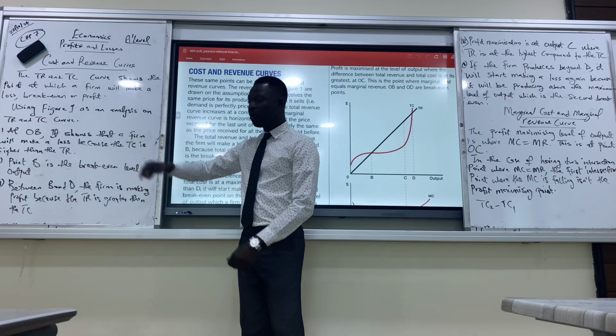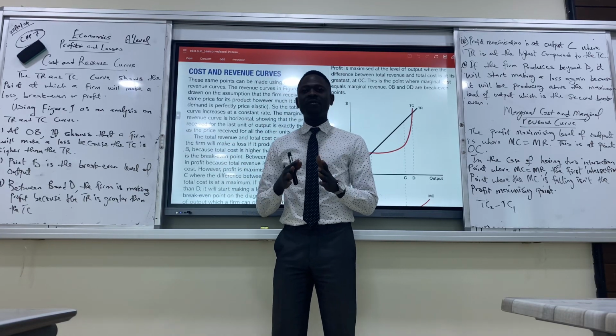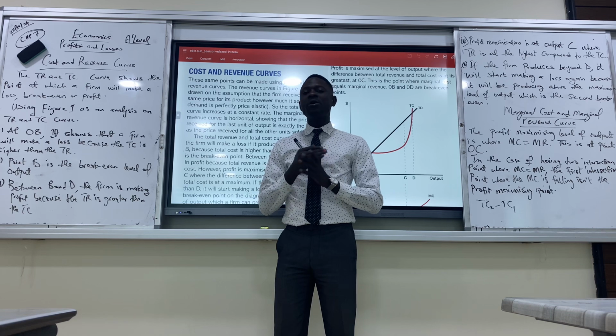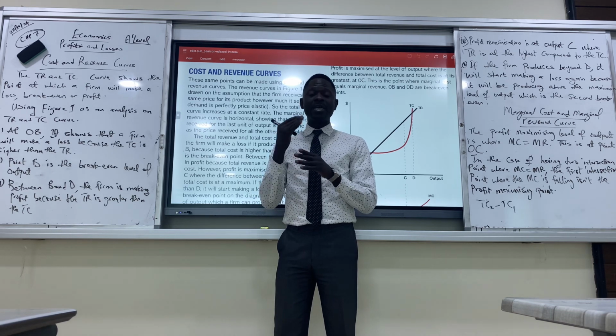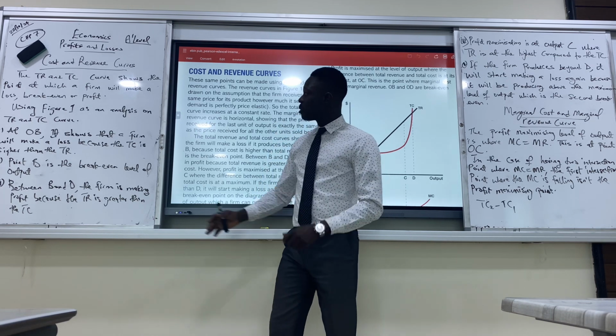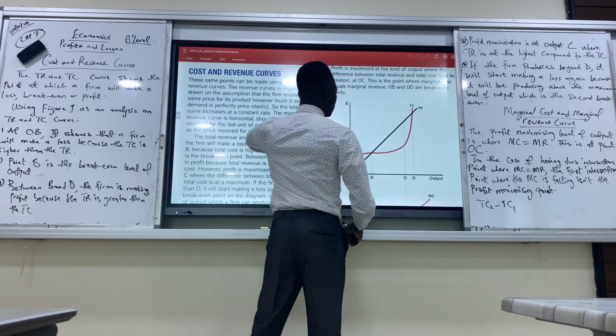We have a cost and revenue curve, which is a graph that shows the level of output where a firm will be making a loss, make a profit, break even, and maximize profit. So here we have the graph already.